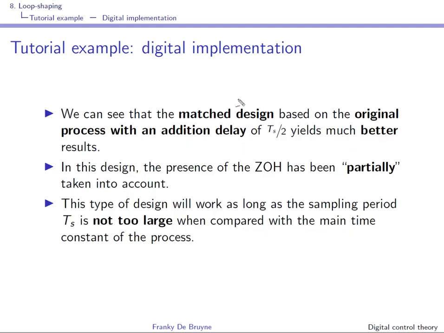So we can see that the C2 of Z, based on this matched design on the original process with an additional delay of TS over 2, yields a much better result. This is because, as I've said, the zero order hold mechanism has been partially taken into account using this delay of TS over 2. And this type of design, this third method that we had introduced in the introduction, will work as long as the sampling period TS is not too large when compared with the main time constant of the process.